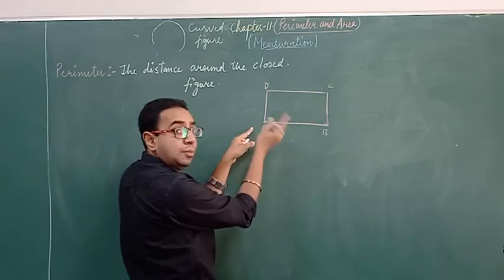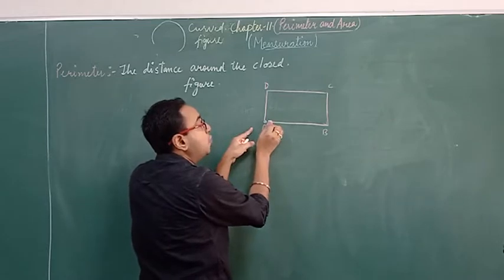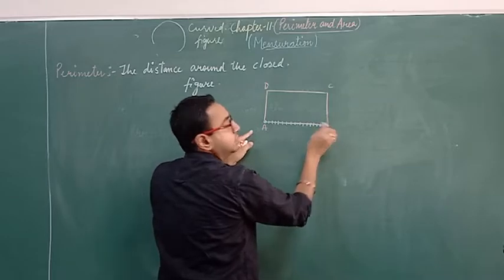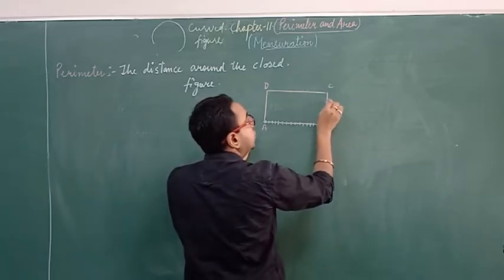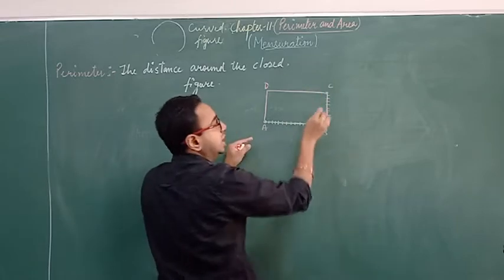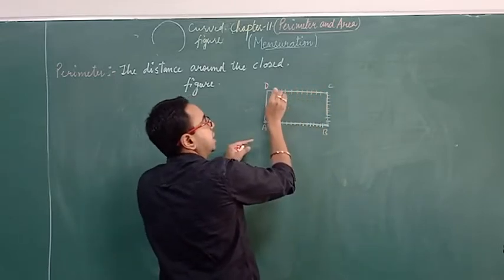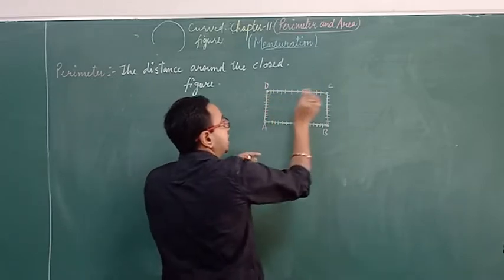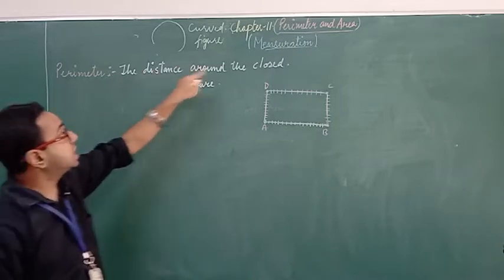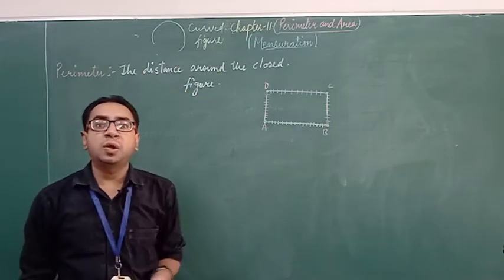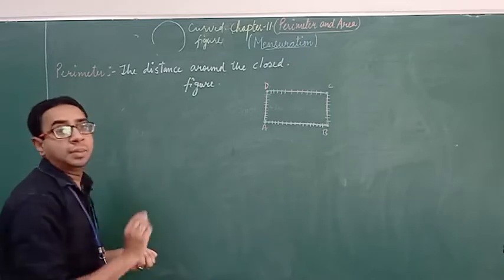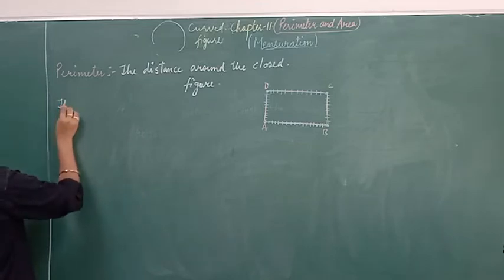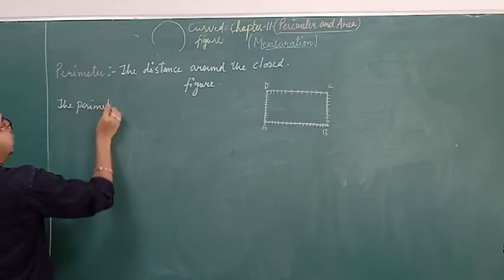For example, I climbed on point A. Now I'll be starting moving around this on the boundary. I reached point B. Now again start moving till you reach the start point. Point C. Reached point D, finally reach point A. This is what parameter is. The distance around the closed figure. The distance around the closed figure is known as your parameter. Are we clear?